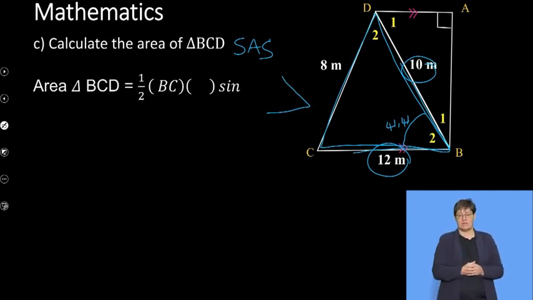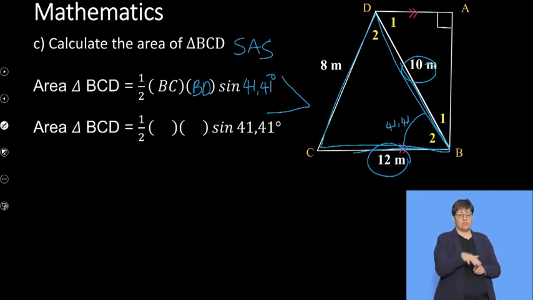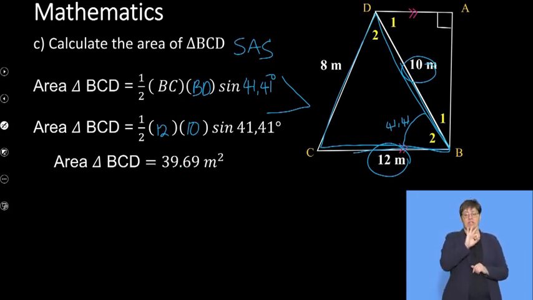So we can use that to find our area. If you write out the formula, area is equal to half BC times BD times the sine of the included angle. BC, our value was 12, and our BD value was 10. Put that into the calculator, and there's our answer for the area. So the area is 39,69 meters squared.